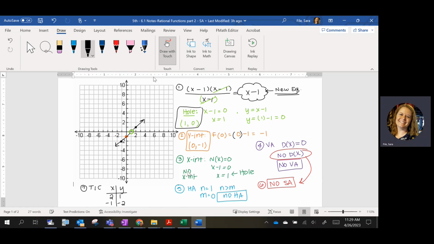There's no asymptotes. It's just a line with a hole in it. That's what it simplified down to at the very beginning when we reduced that. We just got a line with a hole. Does that make sense? That came out linear, which just graphs a line.